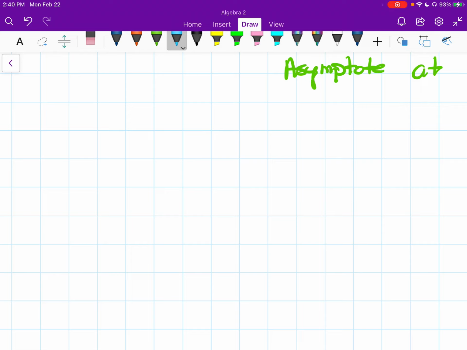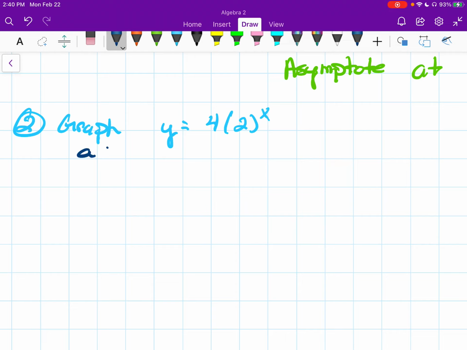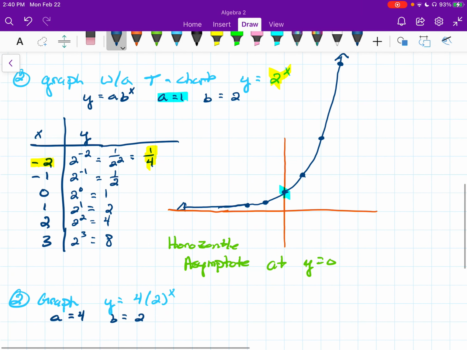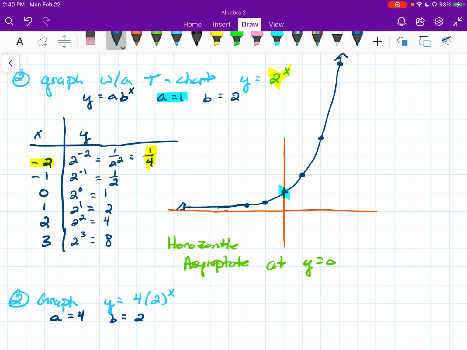Example number 2. Again, we're going to graph. And this time we're going to do y equals 4 times 2 to the x. So in this scenario, A is going to be 4, B is going to be 2. This is very similar to the last problem. What was the last problem? Y equals 2 to the x. This one's y equals 4 times 2 to the x. So that 4 will change it up a little bit.